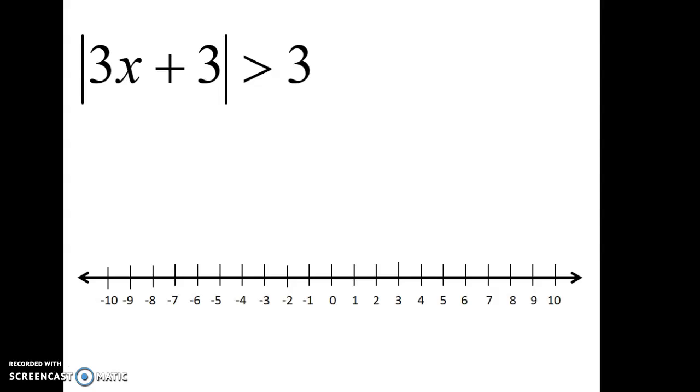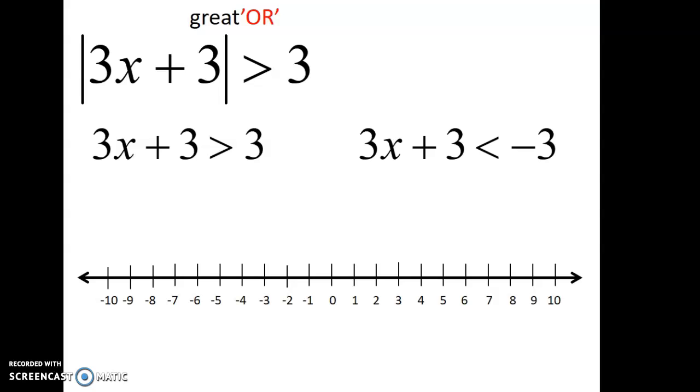All right, hopefully you've paused it, and now you're back. You've answered it, so see how you did. This one is a greater than, so it's an or. We make our two inequalities: 3x plus 3 is greater than 3, and 3x plus 3 is less than negative 3. Again, make sure you remember it's an or.